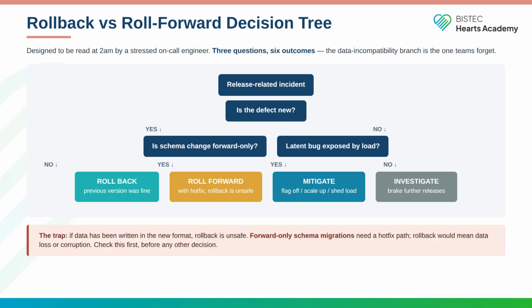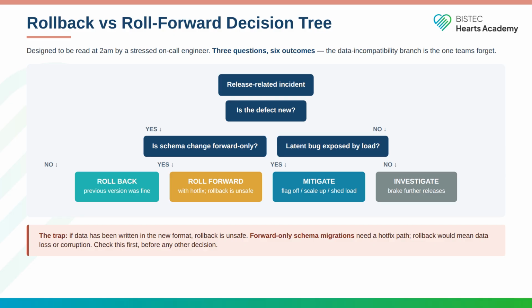Third question, is this a latent bug exposed by load? If yes, the bug was always there, your new traffic pattern just hit it. The answer is mitigate. Toggle the flag off, scale up, shed load. The fix is operational, not a code rollback. If no, and you do not yet know what is happening, investigate. Break further releases while you figure it out. Do not roll forward, do not roll back, do not pretend you know.